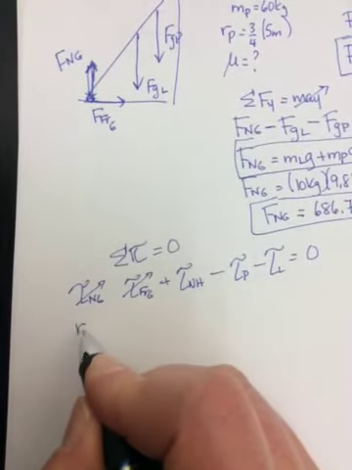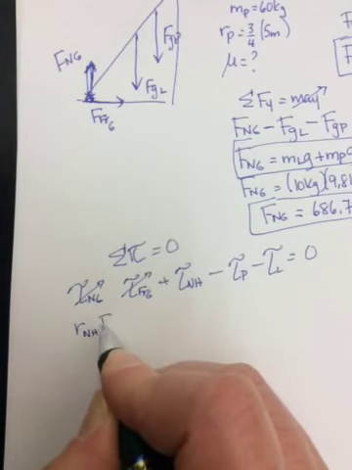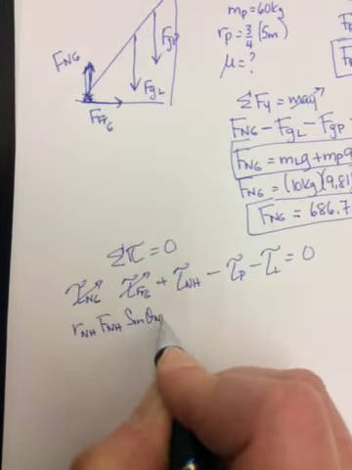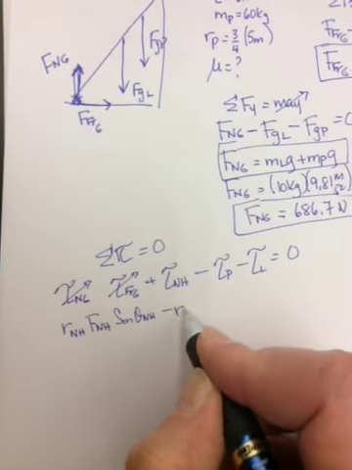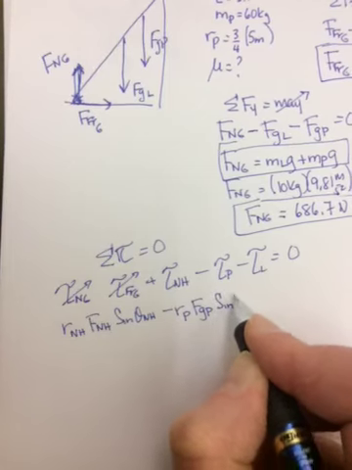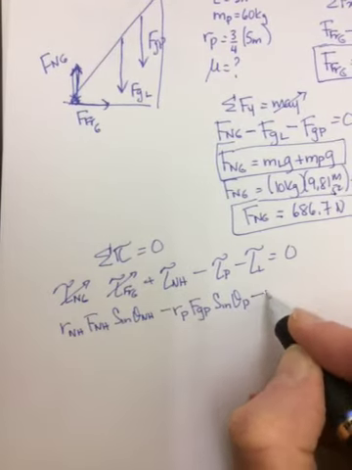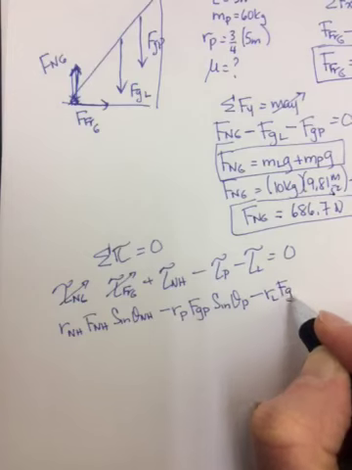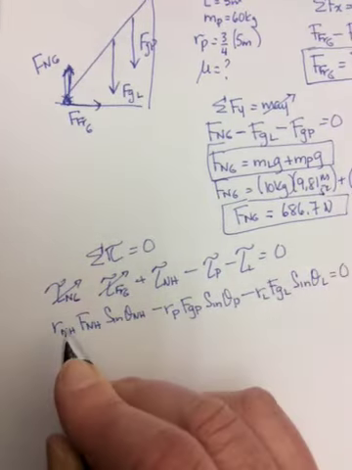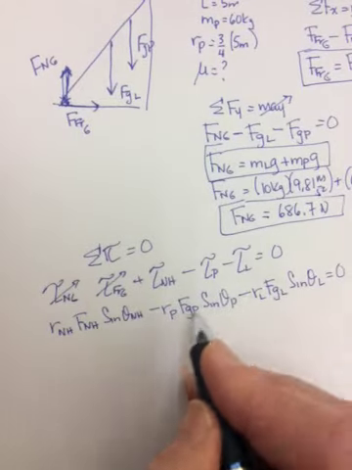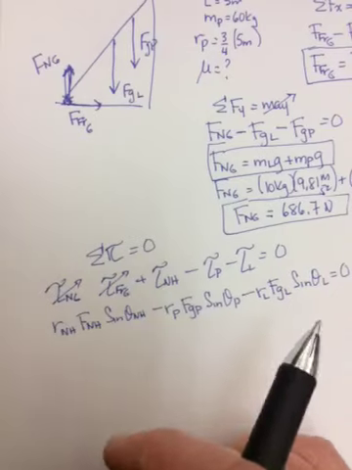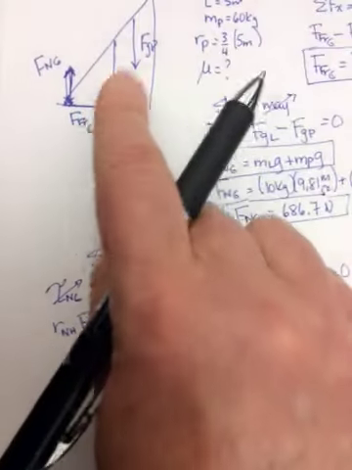So it'll be R normal of the house, F normal of the house, sine theta normal of the house, minus R of the person, F_G of the person, sine theta of the person, minus R of the ladder, F_G of the ladder, sine theta of the ladder equals 0. Now note, these two are weights, but the normal of the house has nothing to do with the house's weight, but it's the weight of the person and the weight of the ladder.